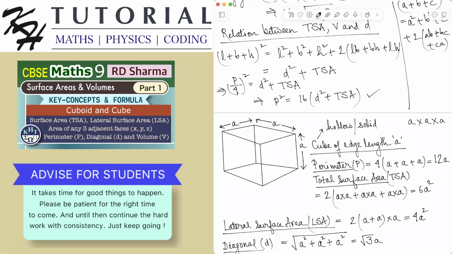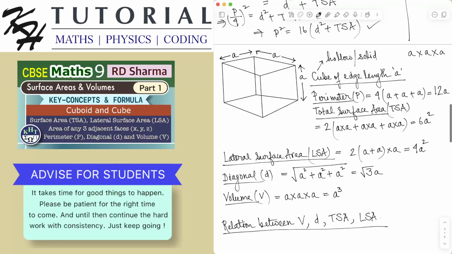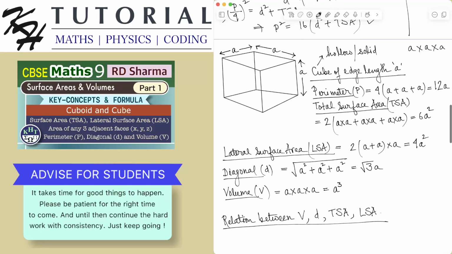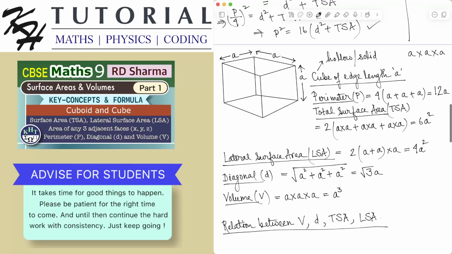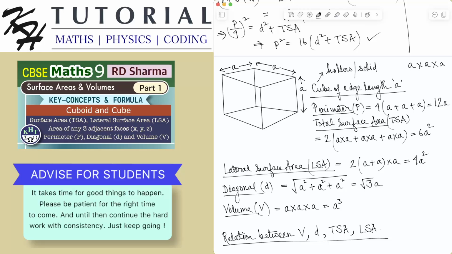Okay. Now the formulas for the perimeter, total surface area, lateral surface area, diagonal, and volume of a cube you should not remember. This is my recommendation. From the formulas of a cuboid, you should be able to derive the formulas for a cube. A cube is a special case of a cuboid where L, B, H are all the same and equal to A. So you can see what the perimeter of a cube will be. We know the perimeter of a cuboid is 4 into L plus B plus H. In this case, for a cube, L, B, and H are all A.